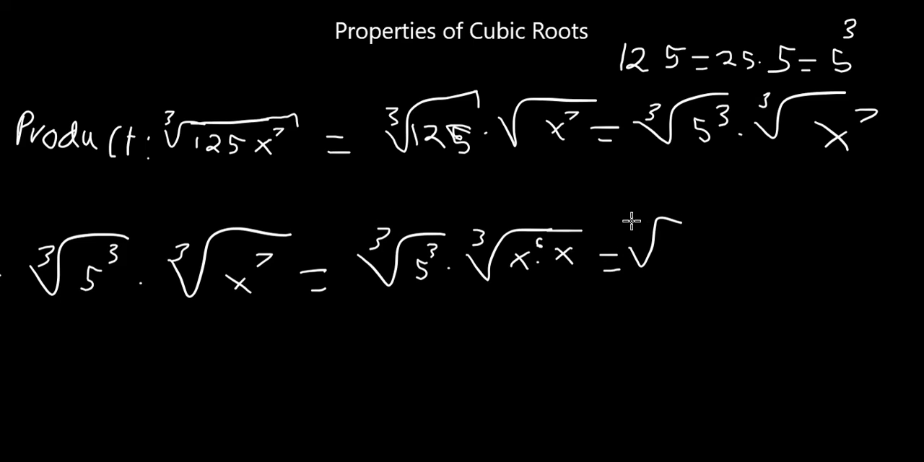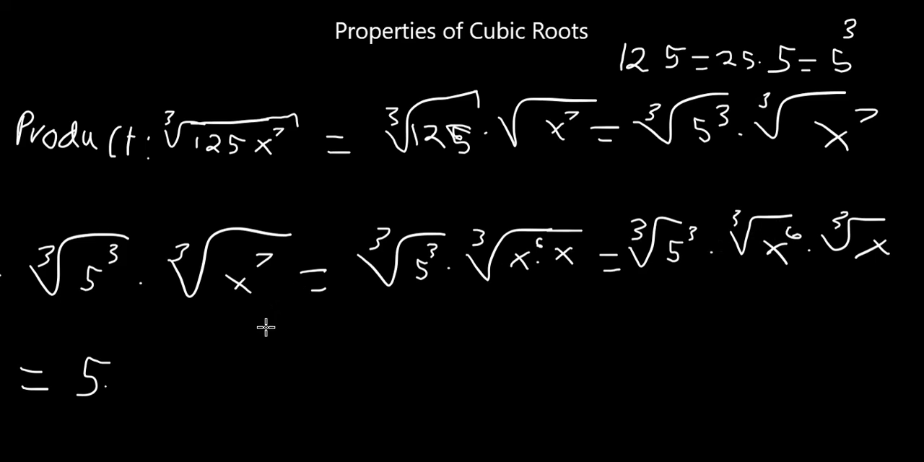So I'm going to use my product rule again to do the cubic root of 5 cubed times the cubic root of x to the 6th times the cubic root of x. So this is going to be a nice number, this is going to be a nice number, and this one is the only one I've made it so I only have one term which cannot be simplified. So the cubic root of 5 cubed is 5. The cubic root of x to the 6th is x squared. And the cubic root of x is one we can't simplify any further, so that's just the cubic root of x.